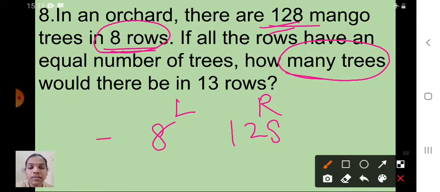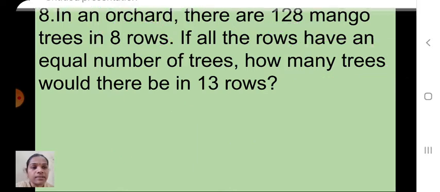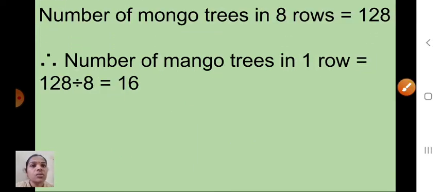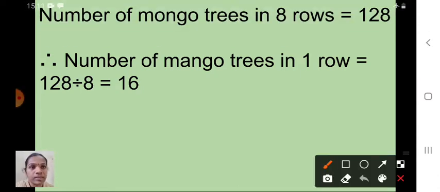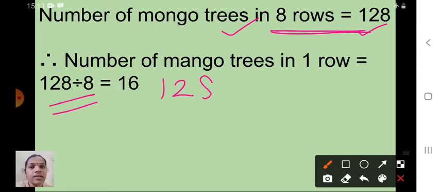Now see here, children, this is the first statement, the important thing. If you write that first statement correctly, then only you can solve this sum easily. So the number of mango trees in 8 rows is 128. As I told, 8 you write on the left hand side and 128 on the right hand side. The number of mango trees in one row we have to find. For that, what do we have to do? Yes, 128 upon 8, that means divided by 8. This division also you write in your notebook.